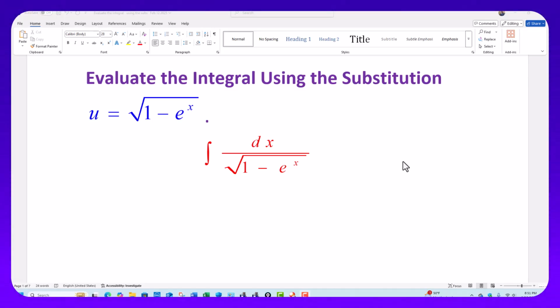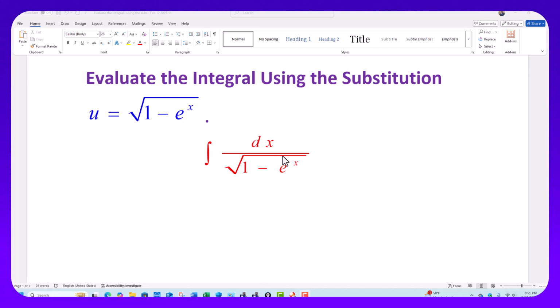In this video, we want to integrate this integral here using the u-substitution. u is equal to the square root of 1 minus e to the x. So the objective then is to transform this integral into one involving the variable u. And again, there could be more than one substitution that'll work. This is one that will. If you find another one, put it down in the comments, please.